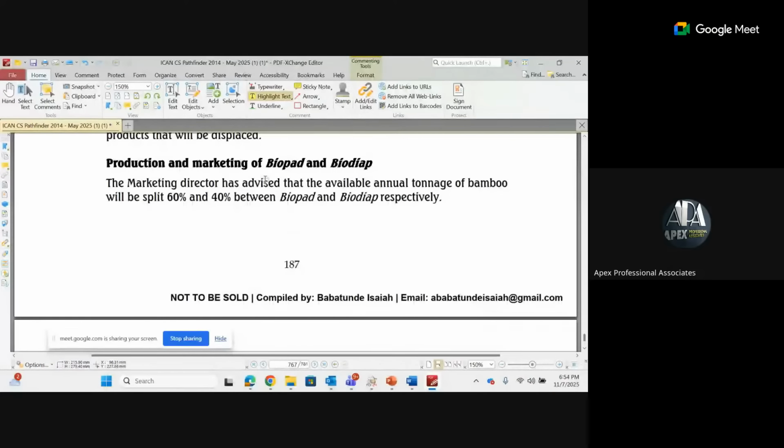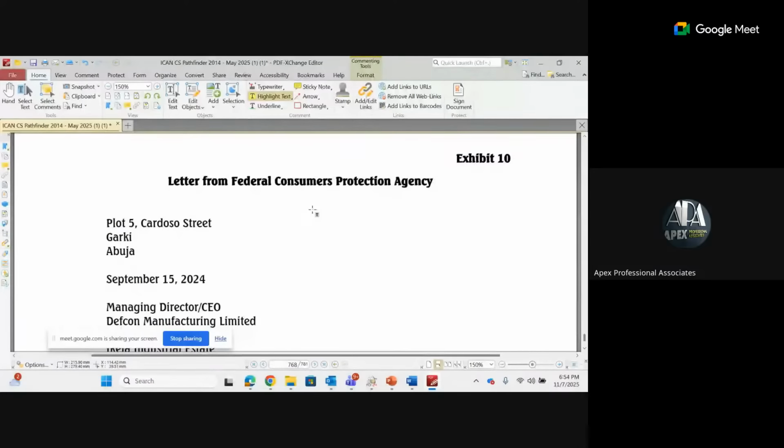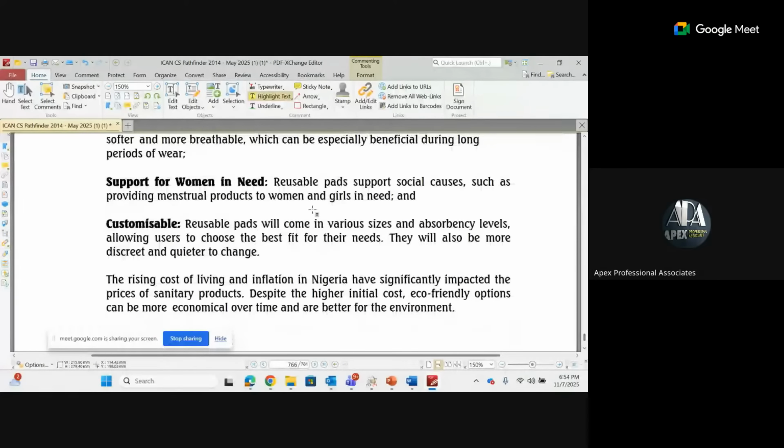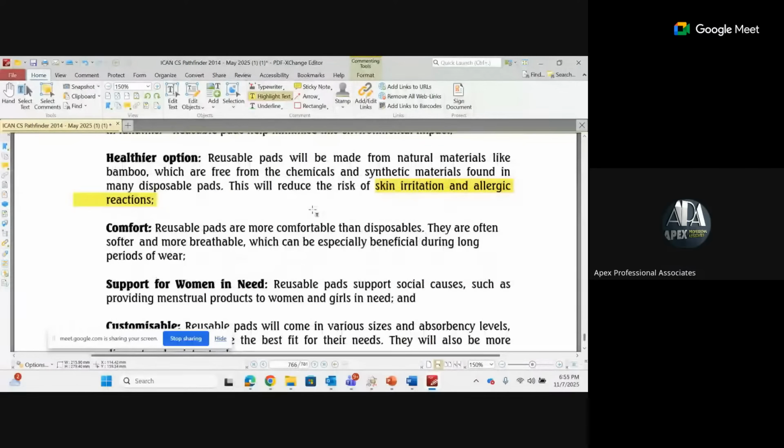Production and marketing of Biopad and Biodap. The marketing director has advised that the available annual tonnage of bamboo would be split between 60 and 40% between the two products. So that's about Exhibit 9, which is very, very important.